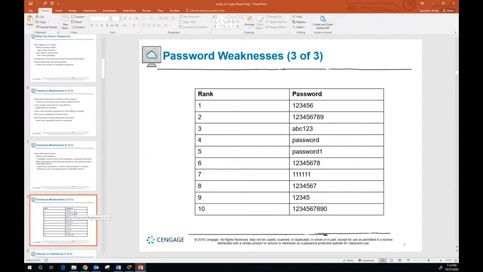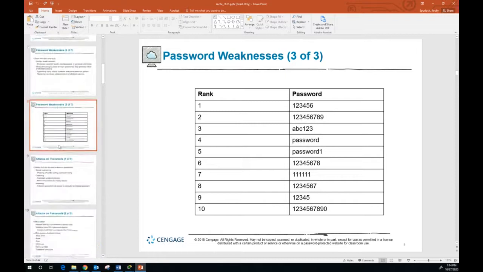Every year, a list is put out that ranks the weakest passwords. And we can see on the screen here the passwords from 2018. The number one password that was used, the weakest password, was 123456. And you see the patterns that are formed here. And this is why passwords are a weak form of authentication.